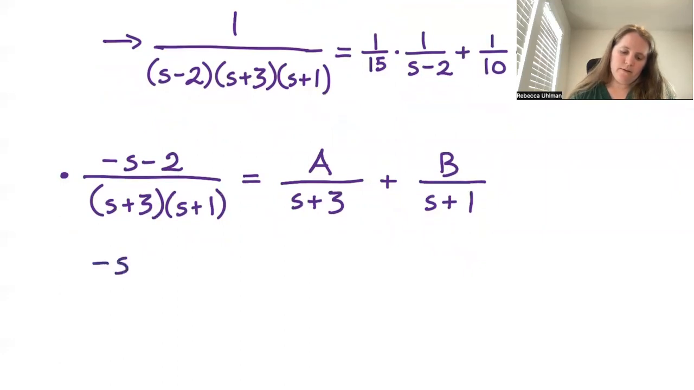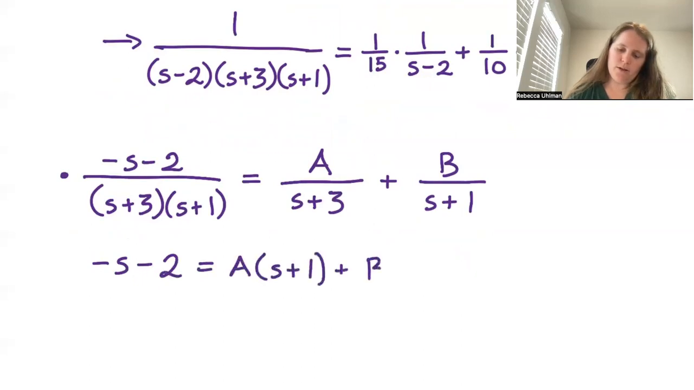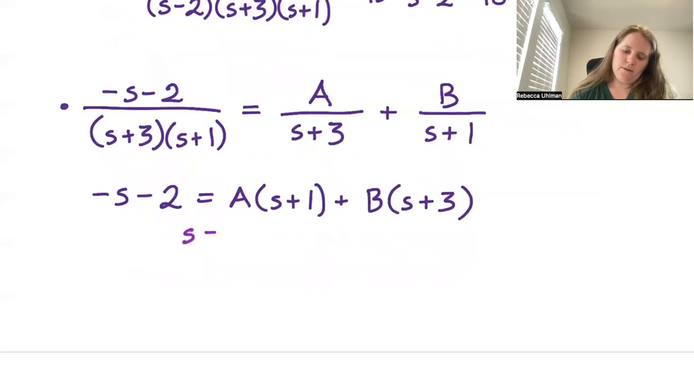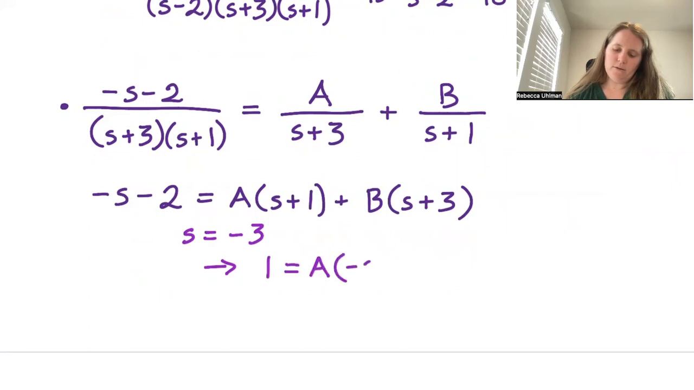So we are looking at -s minus 2 is equal to a times s plus 1 plus b times s plus 3. If we set s equal to -3, then we are looking at -(-3) is +3, minus 2 is 1, is equal to a times -2. And so we get that a is -1/2.